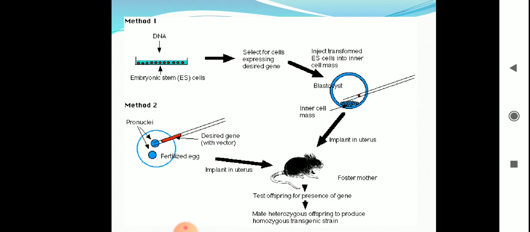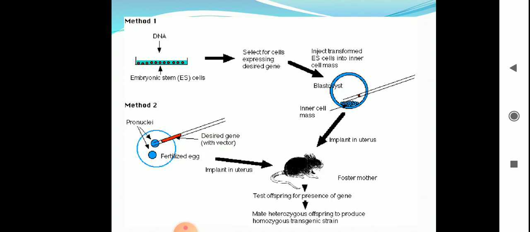Okay, and the second method is also given here. The first method I have discussed, that is the pronuclear method, and the second method is by embryonic stem cells. Now, embryonic stem cells are collected first.